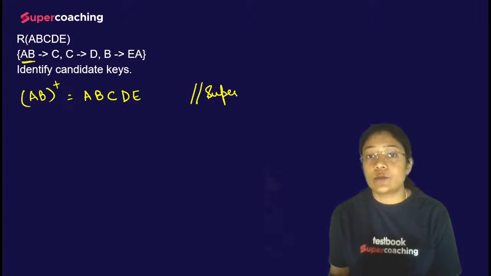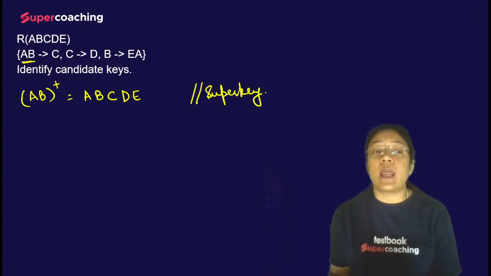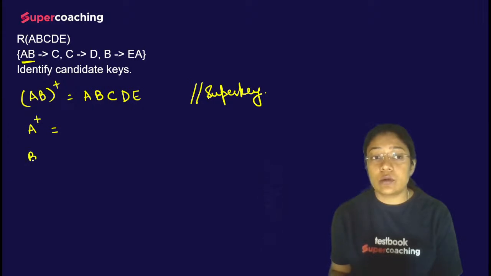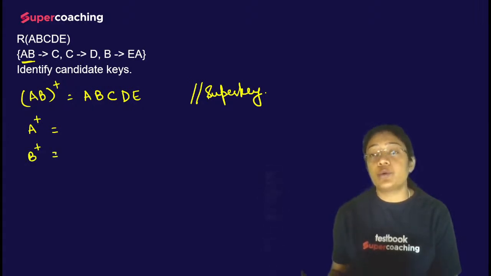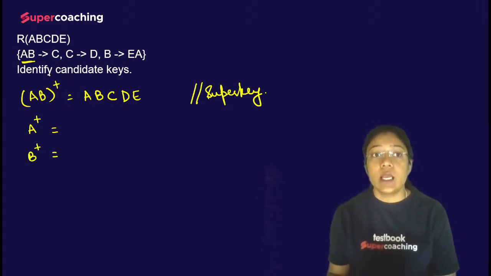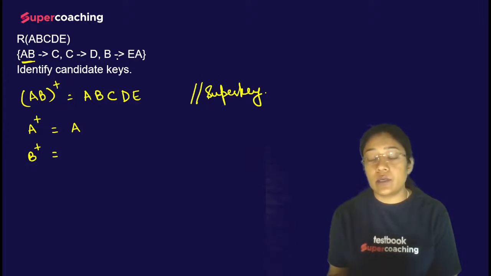I am not writing this directly as a candidate key. For a candidate key, I have to make sure its proper subset is not determining all the attributes. So I'll find out the attribute closure of its proper subsets. So A closure: A is determining itself. Alone A is not determining any other attribute. So only A will be written here.